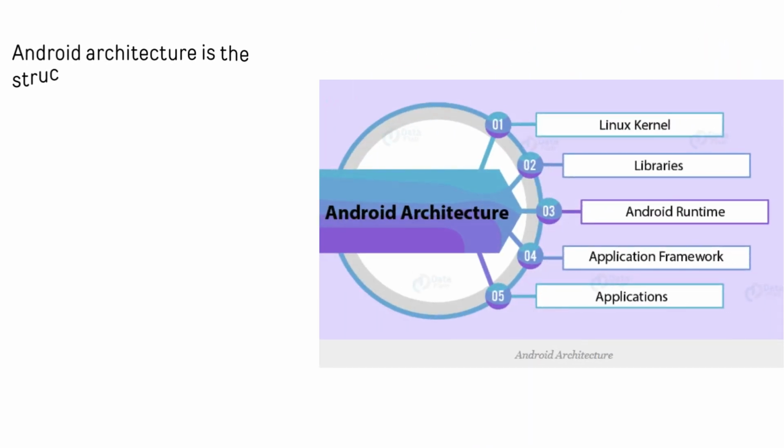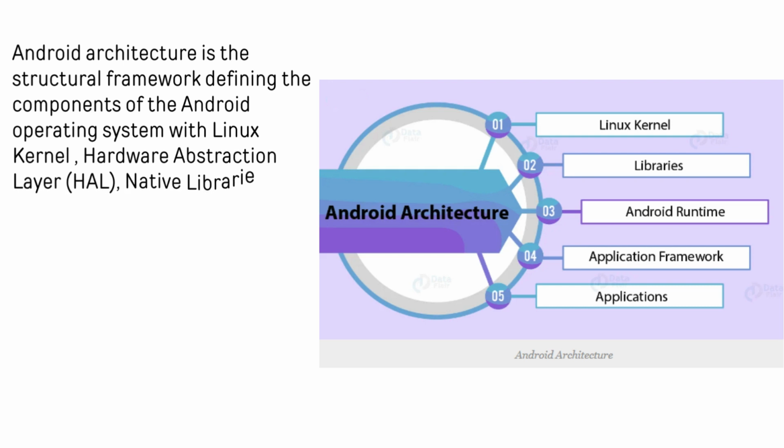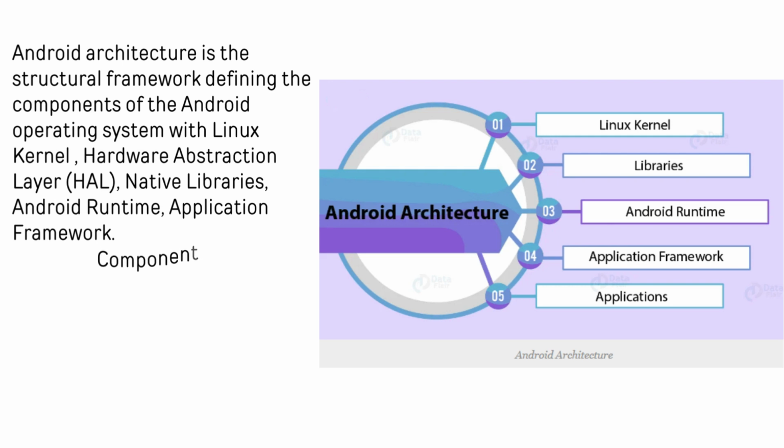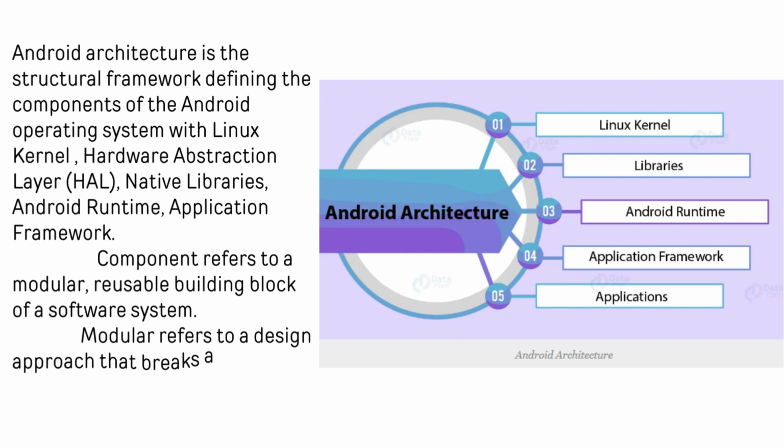Android architecture is the structural framework defining the components of the Android operating system, with the Linux kernel, hardware abstraction layer, native libraries, Android runtime, and application framework. Components refers to a modular, reusable building block of a software system. Modular refers to a design approach that breaks a system into smaller parts.